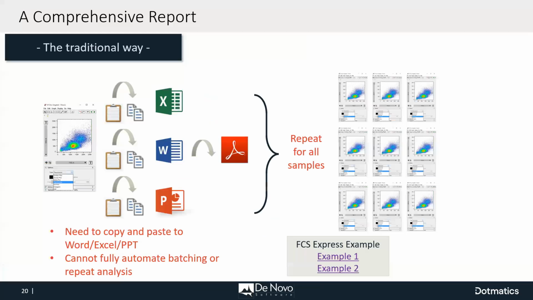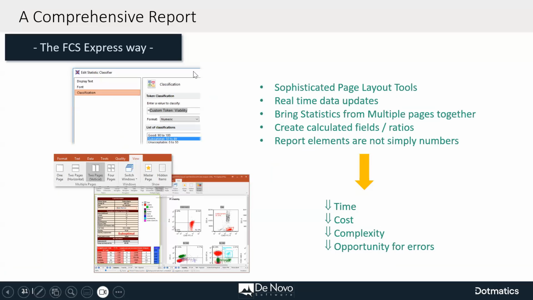So again, when we're working in FCS Express and we have these comprehensive reports, we have these sophisticated page layout tools that help you work between all the different analysis and statistics you need. You've seen the real-time data updates that are working with very large data sets. I'm not on some supercomputer here in my office. I'm on a machine that's probably very typical of what you might be using as a researcher. I'm getting really great speed and efficiencies using FCS Express.